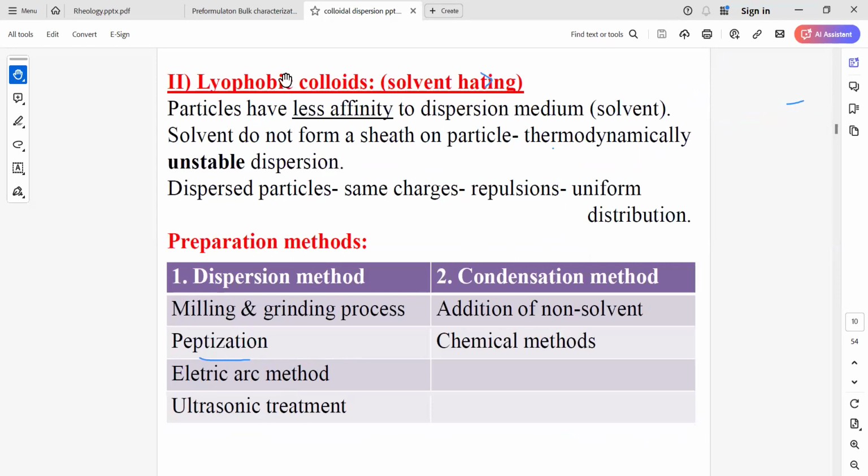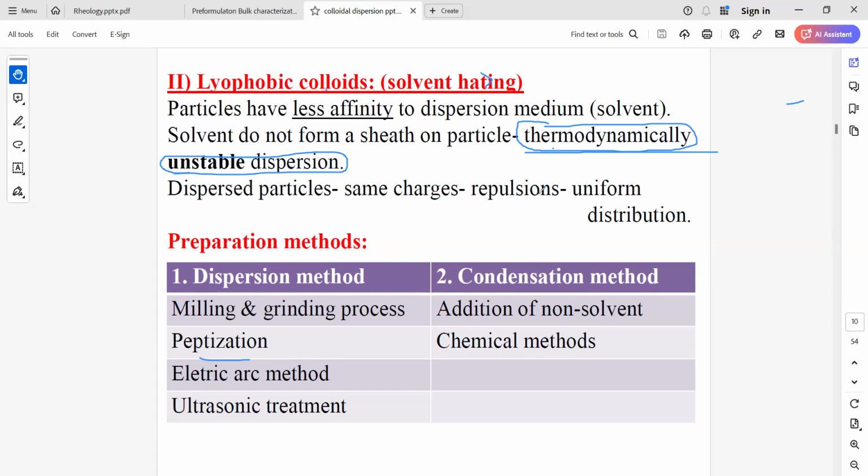Now lyophobic colloids. As the name indicates, they are solvent hating. It means that they do not get easily dispersed into their dispersing medium, and after dispersion they get destabilized. Your colloidal particle will convert into a bigger particle through particle growth, because of the lesser affinity towards the solvent. That's why they are thermodynamically unstable, while lyophilic colloids are thermodynamically stable. This is an important difference you have to note down: whether the solvent sheath is present or not, and whether it's thermodynamically stable or unstable. Remember all these terms.